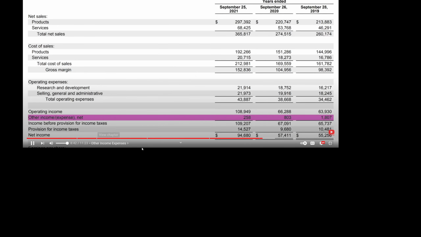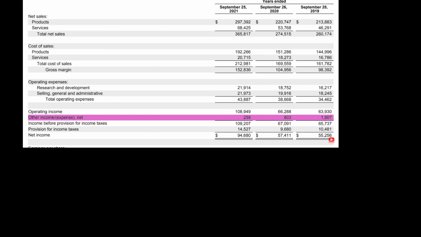Fall out of the scope of the company's normal operations. So if Apple made an investment in a tech startup and that investment made the company money, that would likely be included in this line.